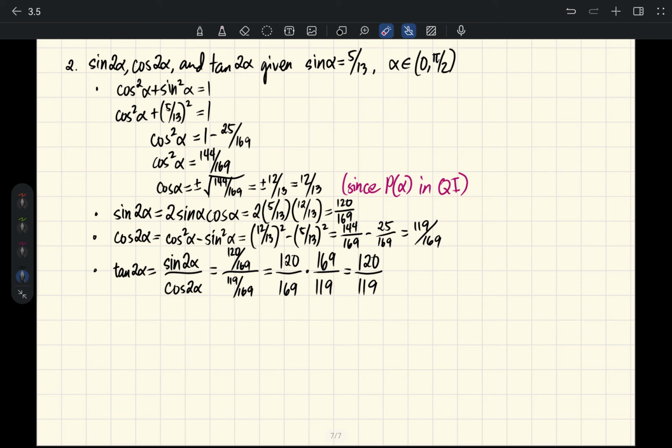So the bottom line here is, if you want to look for the value of the circular function values of double angles, first you need your sine alpha and your cosine alpha. Then after that, you can just use the identities to find sine of 2 alpha, cosine of 2 alpha, and tangent of 2 alpha.